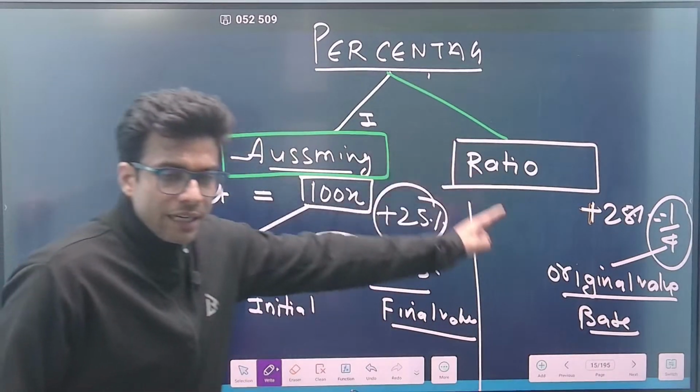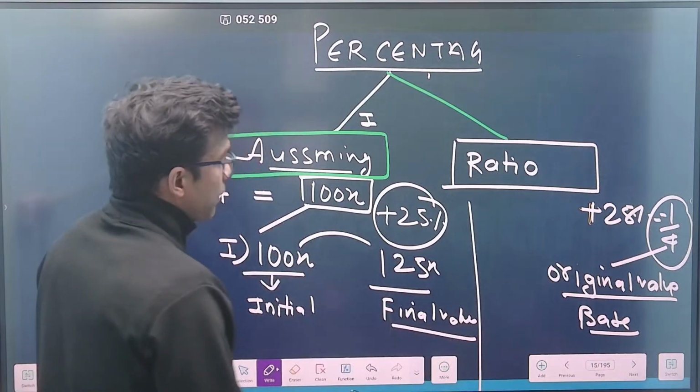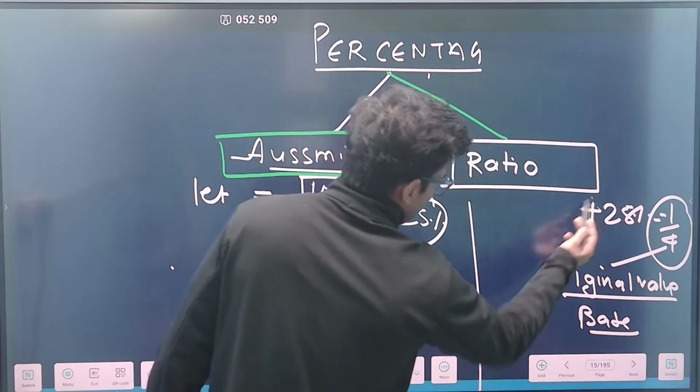This denominator is your original value, or your base, correct? Let me write it down here.